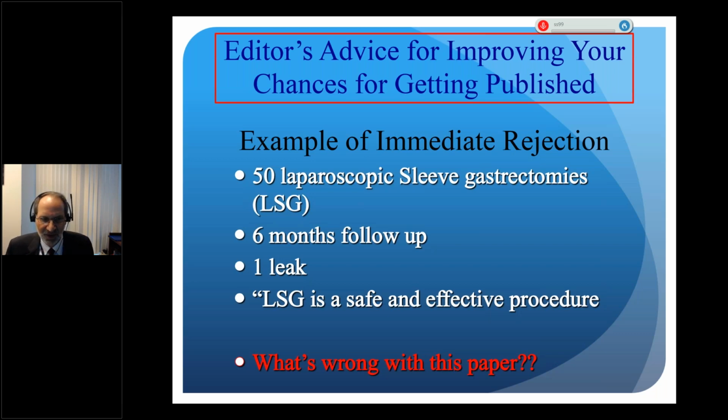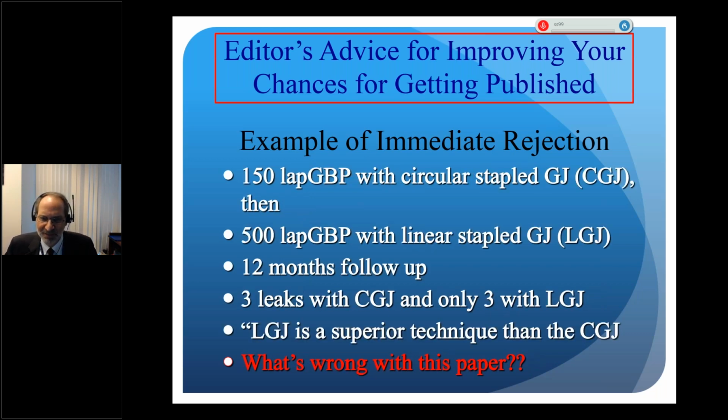It won't go anywhere. Another example: 150 lap gastric bypasses using the circular stapler for the GJ. That's okay. Then 500 consecutive patients followed where they used the linear stapler. They changed the stapler. 12-month follow-up. 3 leaks were noted in the circular, 3 leaks in the linear. Conclusion: the linear is a superior technique to the circular. There's no basis here for that conclusion, because this is a consecutive series. The study started with 150 and then it was another 500 patients. They're not randomized. This could be a learning curve. Just a poor paper going nowhere.